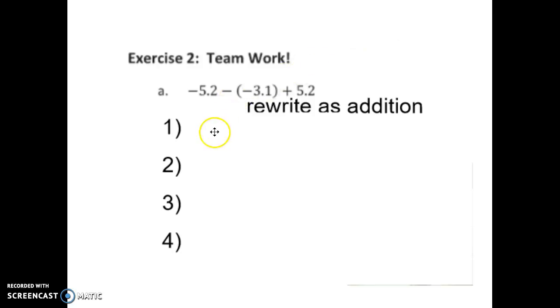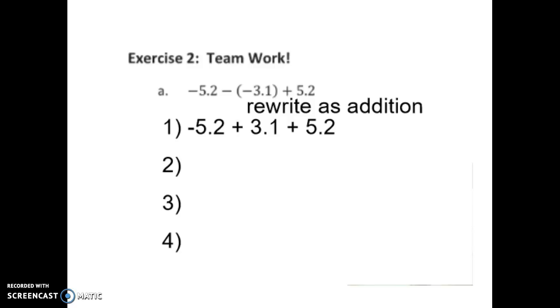Because if I rewrite this as addition, the negative 5.2 will stay the same, but then instead of subtracting, I'm going to add. And remember, if I'm going to change subtraction to addition, that means I'm going to have to add the opposite. So if I'm looking at a negative 3.1, well, now the opposite of that is going to be a 3.1. So this becomes much easier to see. And then I still have the plus 5.2 at the end. So as an addition problem, this becomes much easier to see.